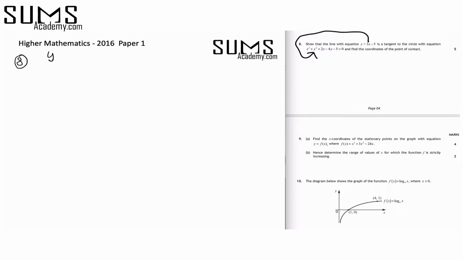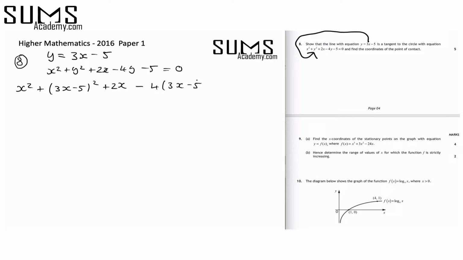This is quite a lot of working, but just try to follow along, and I'll try not to make any mistakes. So, x squared plus y squared plus 2x minus 4y minus 5 equals 0. Okay, so this then becomes x squared plus (3x minus 5) squared plus 2x minus 4(3x minus 5) minus 5 equals 0.